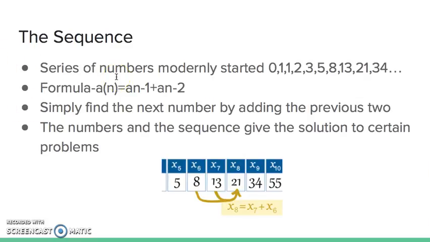So for the sequence, it's a series of numbers modernly started 0, 1, 1, 2, 3, 5, 8, 13, 21, 34. And obviously there's a lot more, but that's how it starts. The formula is a of n equals a of n minus 1 plus a of n minus 2. And that's just the sequence. And you simply find a number by adding the previous two, as you can see on the bottom. And the numbers and the sequence give the solution to certain problems that I will discuss later.